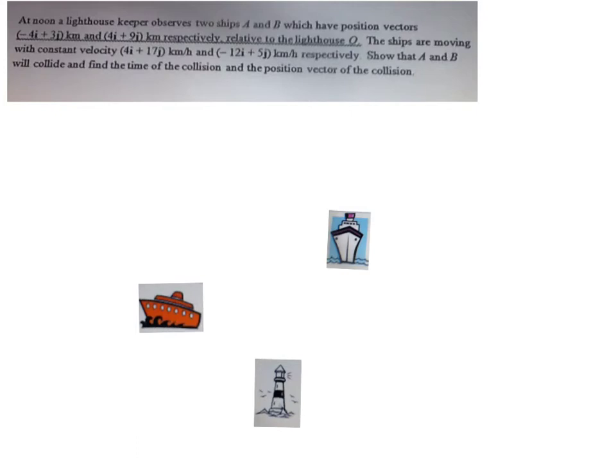So in this question we've got a lighthouse and there are two ships. The lighthouse is at the origin and there is a ship at -4i plus 3j. So that is -4i plus 3j, about here, roughly. And that vector describing where that ship is, that is -4i plus 3j.